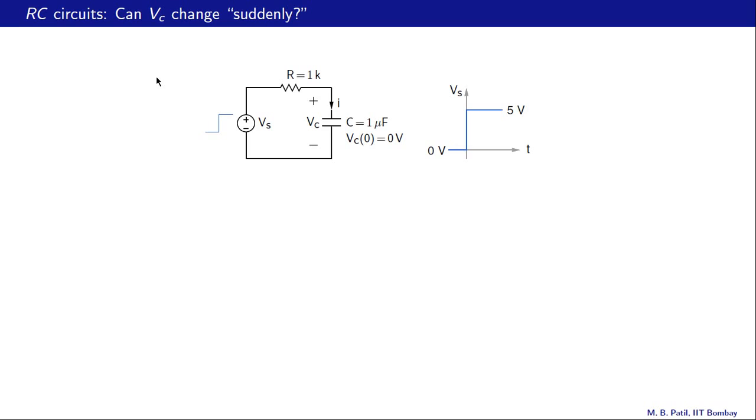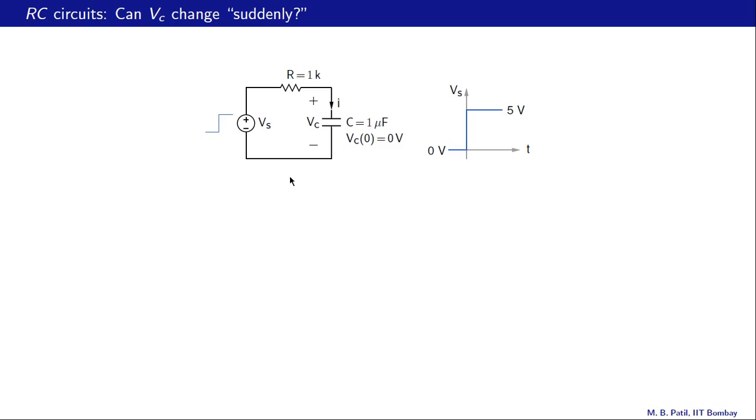We have looked at the general solution for a current or a voltage in an RC circuit with DC sources. Let us now answer this important question. Given an RC circuit, we want to find out if the capacitor voltage can change suddenly or abruptly. And we will answer this question with the help of this example here.